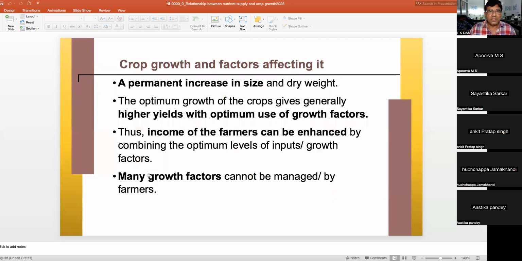So let us see, I can recapitulate and summarize the meaning of growth and what the factors affecting it are. I have already covered this subject in much detail in another course, Principles of Crop Production. So what is growth? A permanent increase in size and dry weight, or you can call it an irreversible change in dry weight of the plants or crops.